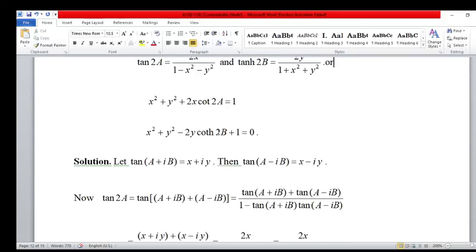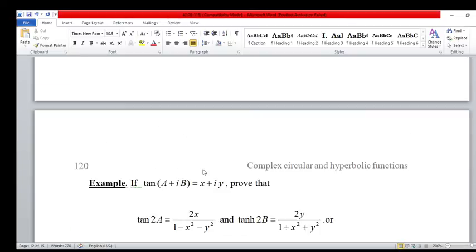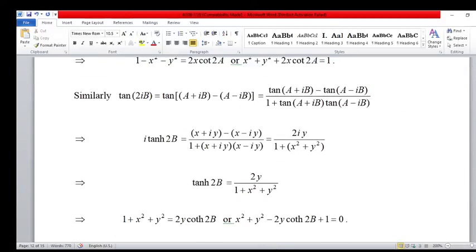Second result. This second and second are same. First and first are same. This type our example is complete, and today's lecture is over.